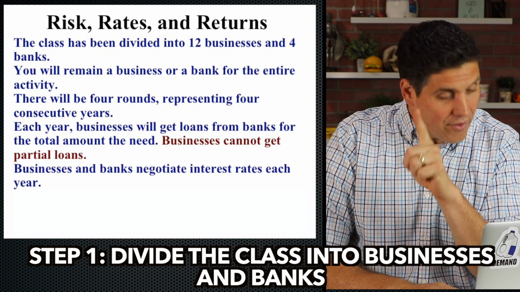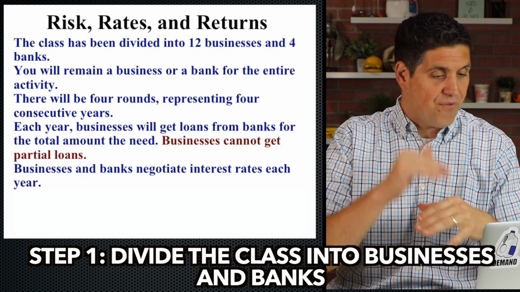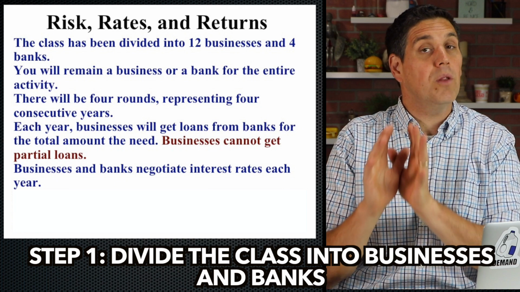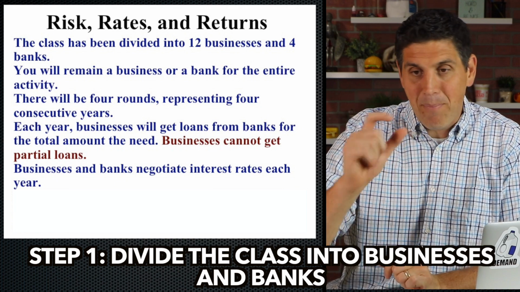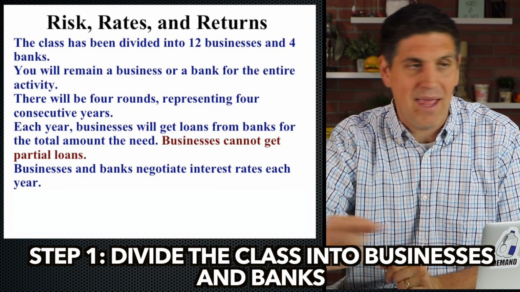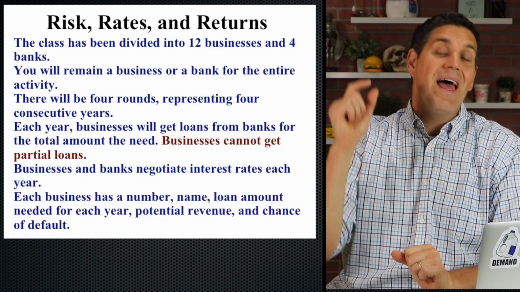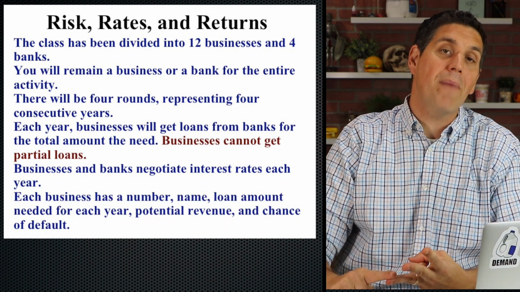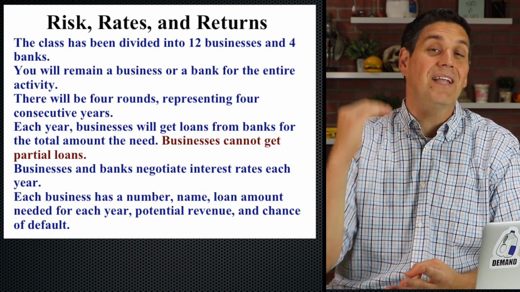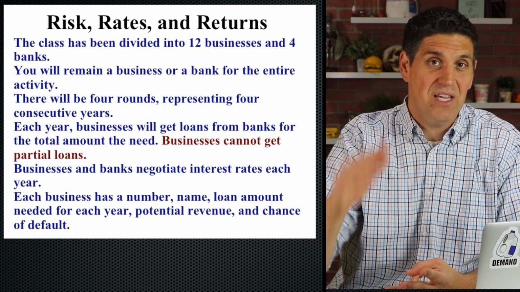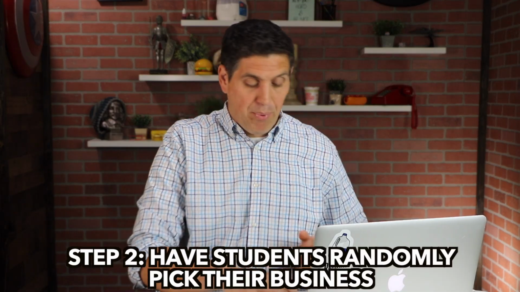Now, each year, a business is going to get a loan from a different bank or the same bank for the total amount they need. Businesses can't borrow half the amount they need from one bank and the other half from another bank. Each business has a name, a number, a loan amount, and each one has a potential revenue and a chance of default. What I like to do at this point is actually break out the cards.